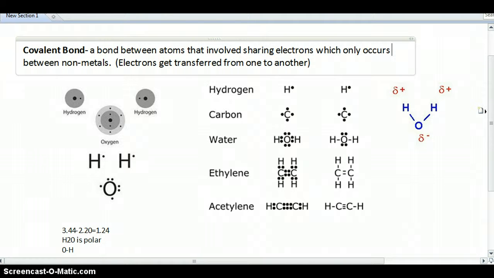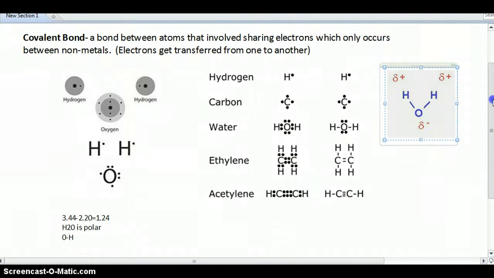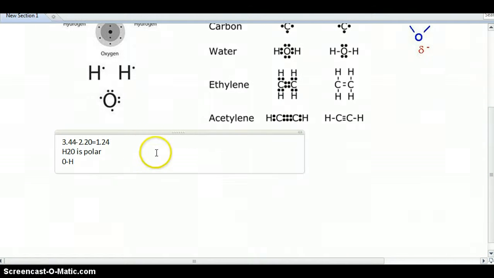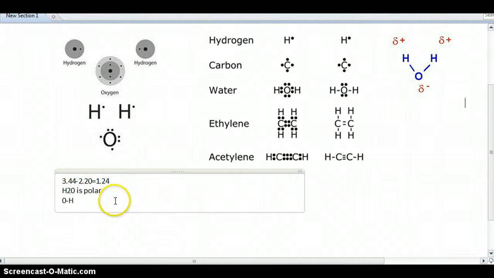Now we need to know if it is polar or not. So we found out that hydrogen has two pluses and then the oxygen has a negative. What does that mean? Well, that's one step closer to finding out if it is polar or nonpolar.